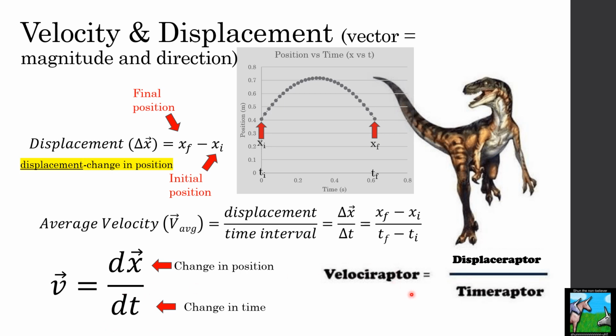And if it helps you remember that velociraptor is equal to displaced raptor over time raptor. I have seen this written as distance raptor, which, as you all know now, is not correct. So feel free to correct people when they're presenting misinformation.